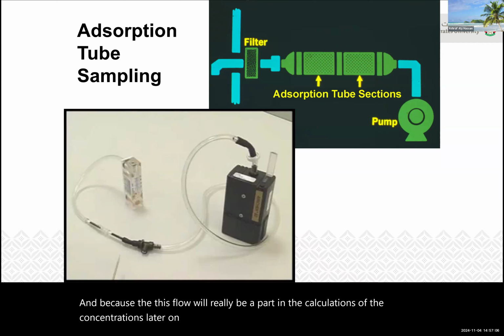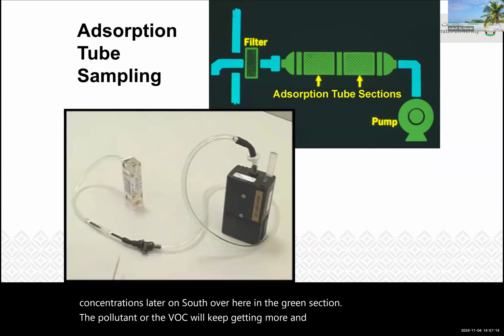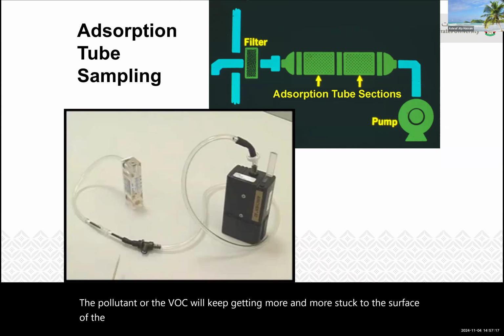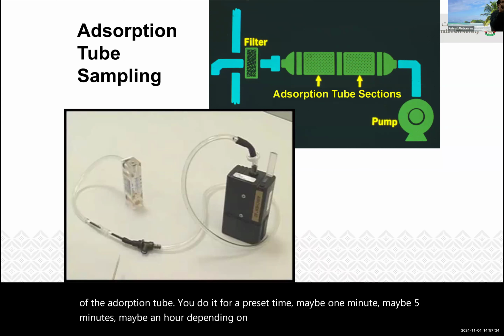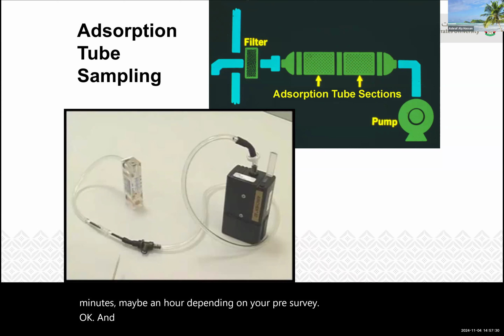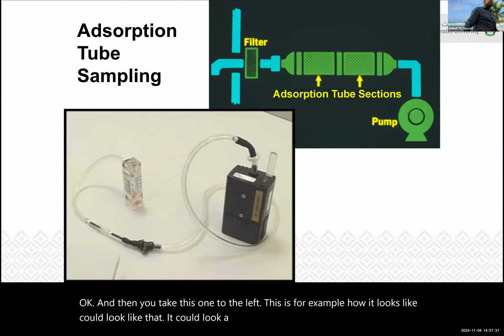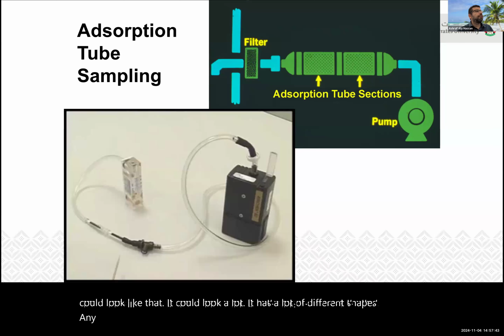So over here in the green section, the pollutant or the VOC will keep getting more and more stuck to the surface of the absorption tube. You do it for a preset time, maybe 1 minute, maybe 5 minutes, maybe an hour, depending on your pre-survey. Okay, and then you take this one to the lab. This is, for example, how it looks. It could look like that. It has a lot of different shapes. Any questions? Yes.